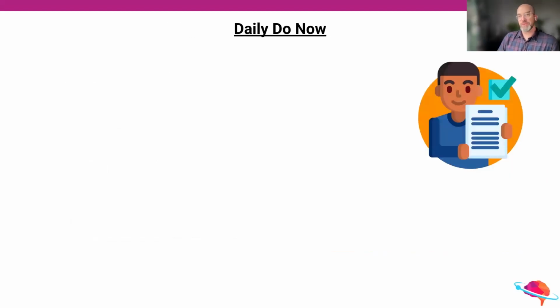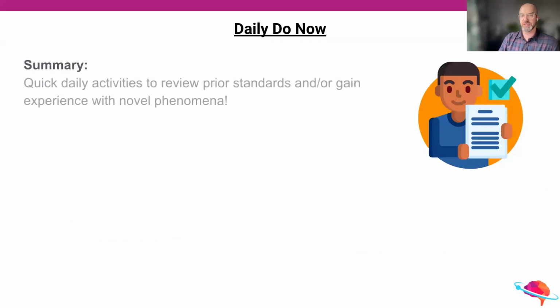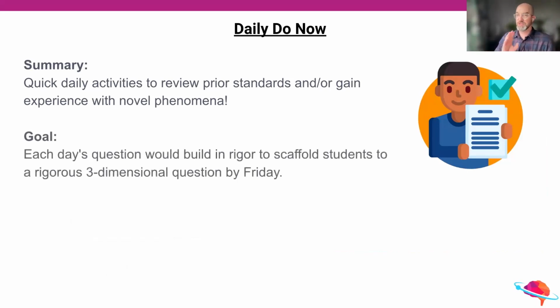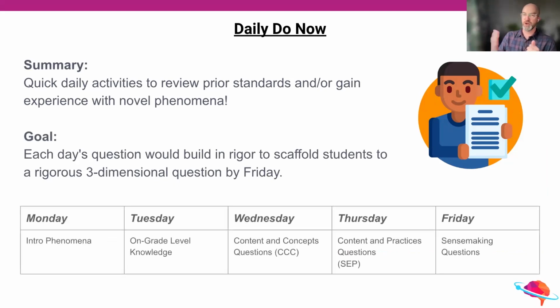We also have another structure that we use called daily do now. So let's just say you want to boop a phenomena on the nose every single time at the beginning of your class. So these are quick daily activities to review prior standards and or gain experience with novel phenomena. So if your students freak out when they see a novel phenomena, the goal here is that we're going to build in rigor over time. So you can build an assessment, and on Monday, for our do now or at the introduction of this, we're just going to look at the phenomena.